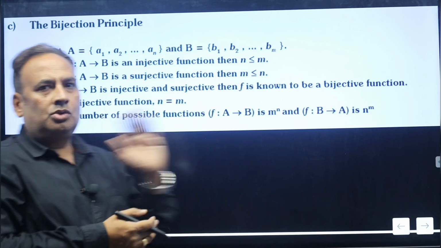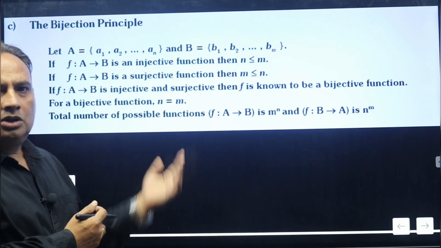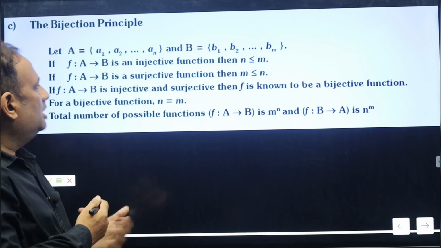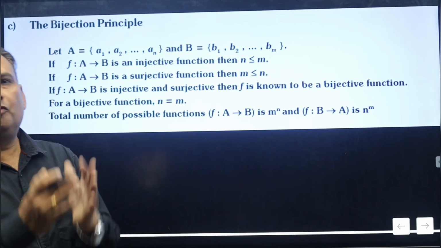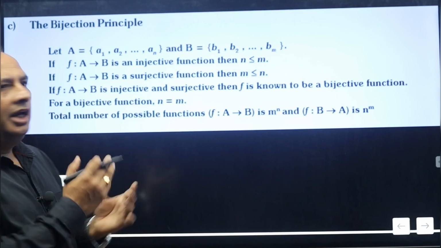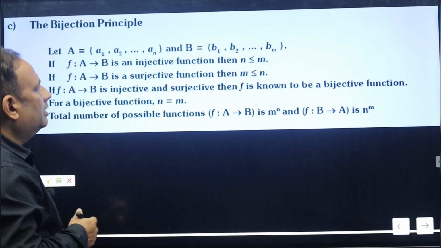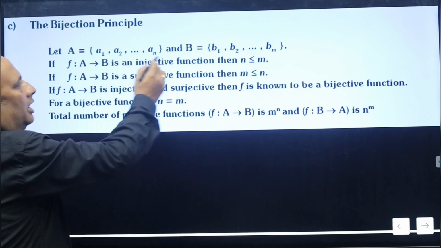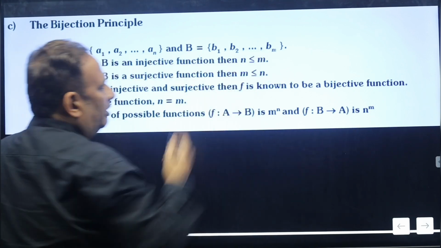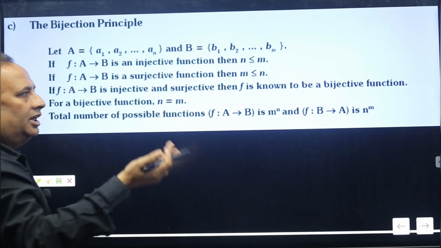Otherwise, students who have already completed the function chapter know about it, and can go through the bijection principle. By the bijection principle, we can also use the counting principle in permutation and combination, and in a lot of different places. So what is the bijective principle? Let A1, A2, A3, ..., An be the events, and B1, B2, B3, ..., Bm be the events. For injective and surjective together, we say that is bijective.